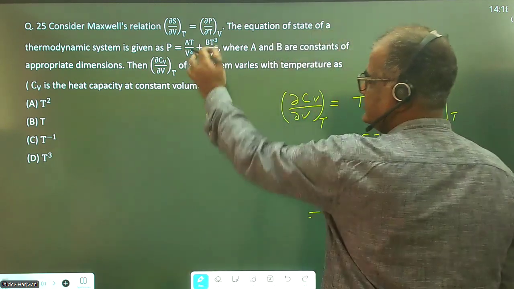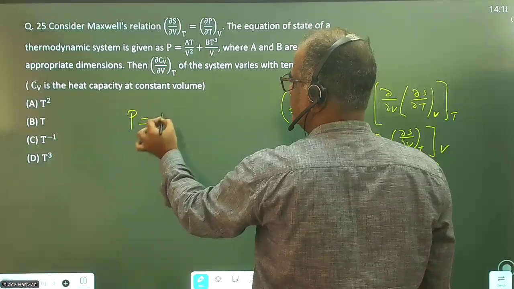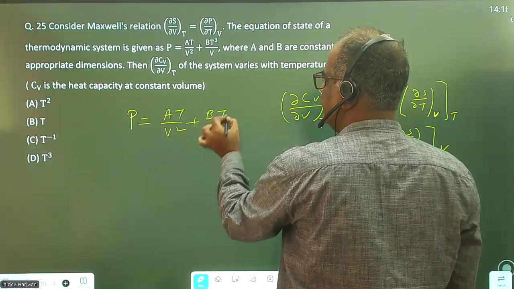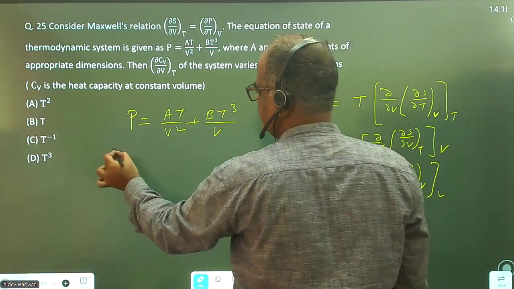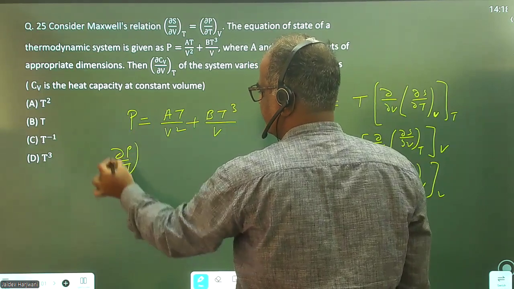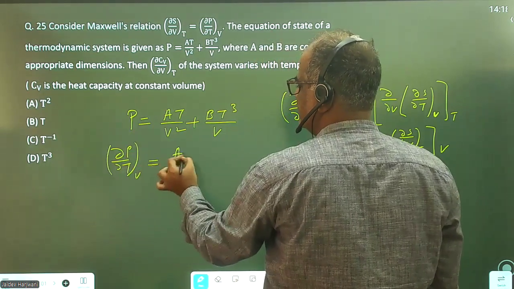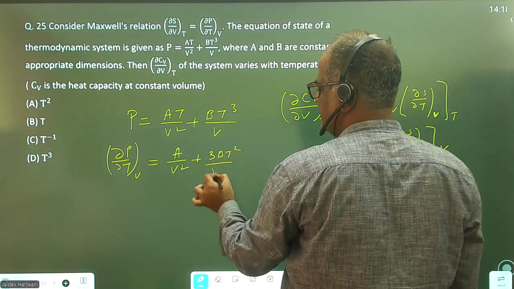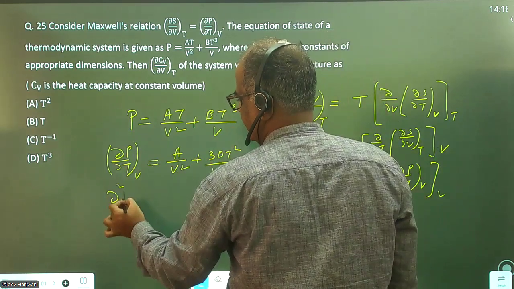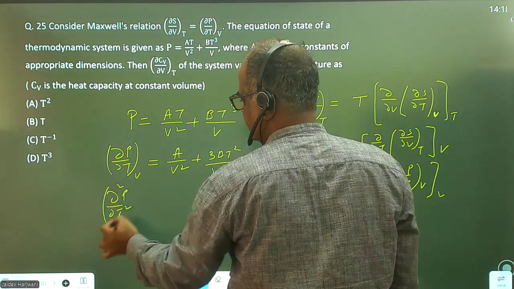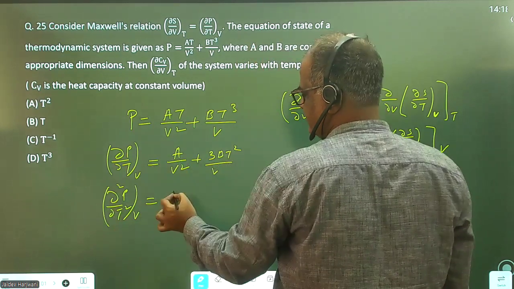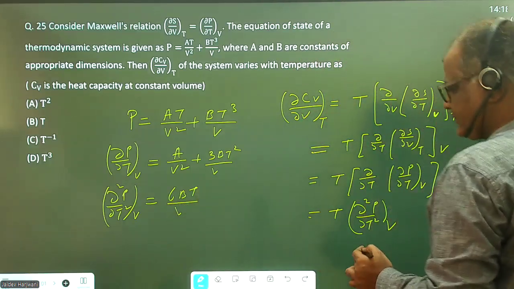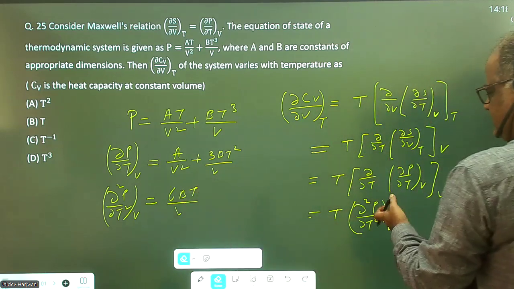So you already have the equation of state, P equals AT V² plus BT³V. Just differentiate with respect to temperature keeping volume constant. This becomes AV² plus 3BT²V. And now ∂²P/∂T² keeping volume constant, the first term becomes 0, and this becomes 6BTV.